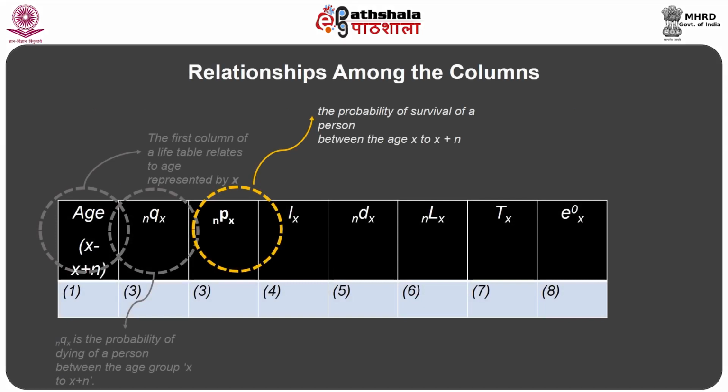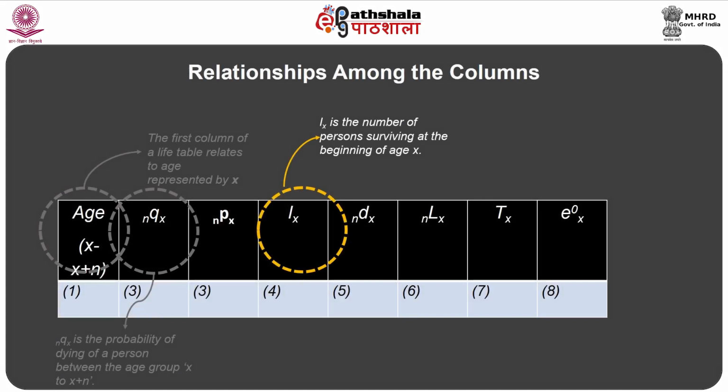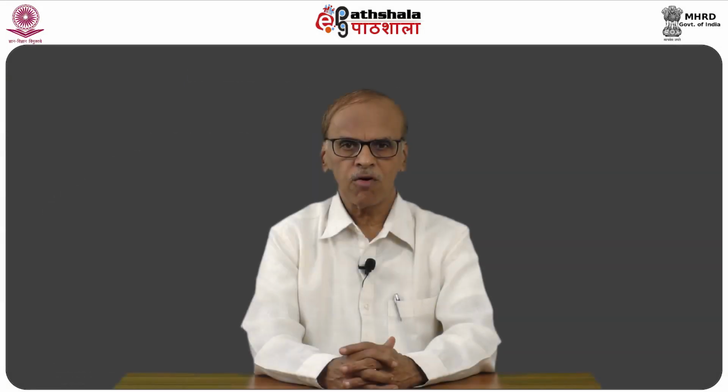Column number 3, npx, is the probability of survival of a person between the ages x to x plus n. A person will either survive or die. Hence, npx is equal to 1 minus nqx. Since npx is not required in the generation of other columns, it is generally not included in most life tables. Column number 4, small lx, is the number of persons surviving at the beginning of the age x.